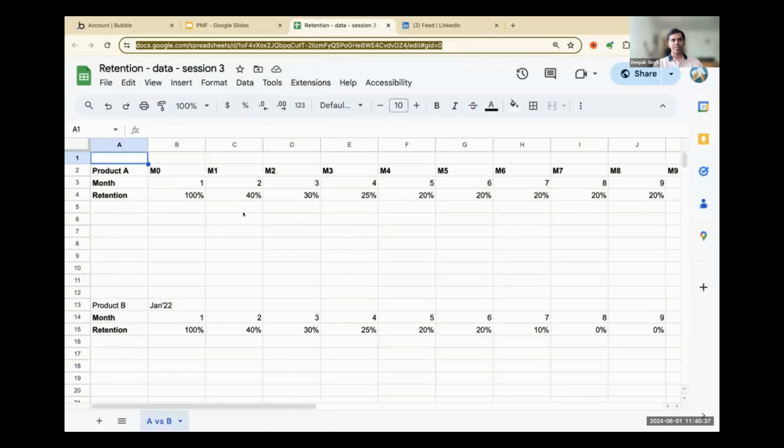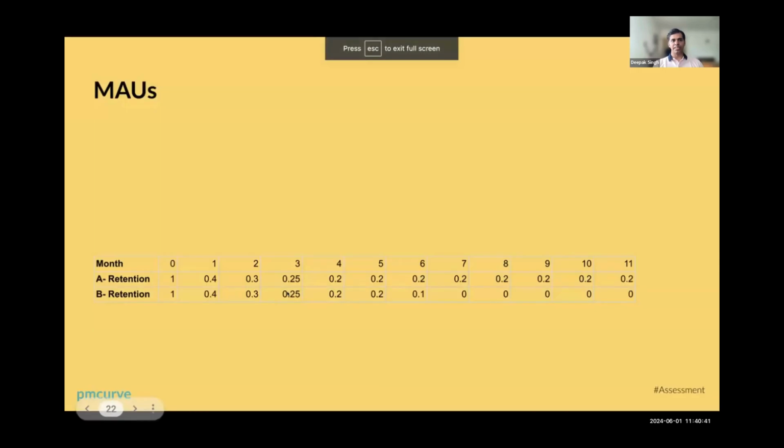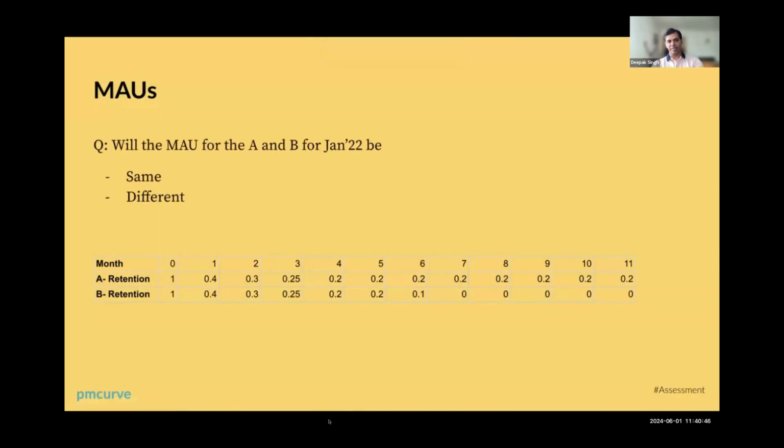Just put it in chat. So this is how their monthly retention looks like. Now my question to you is, will the MAU for A and B be same or different for Jan 2022? So A's month 0 retention is 100%, then 40%, then 30%, 25, 20, 20, 20, 20, 20, right?